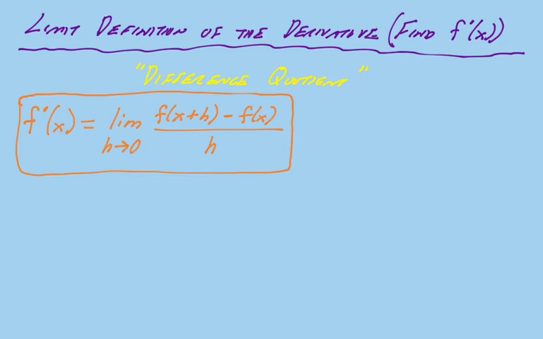Now, sometimes in other texts, that h might be referred to as a delta x. But they're both approaching 0. That gap between the x we want to find the derivative of and the point that we choose is just increasingly small.